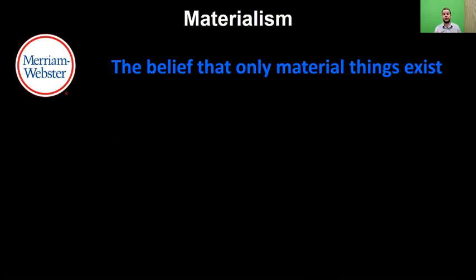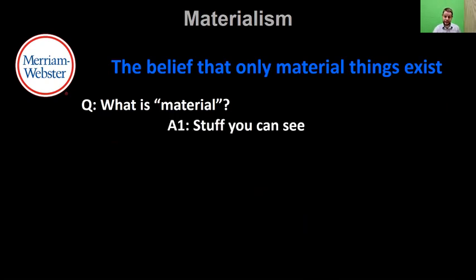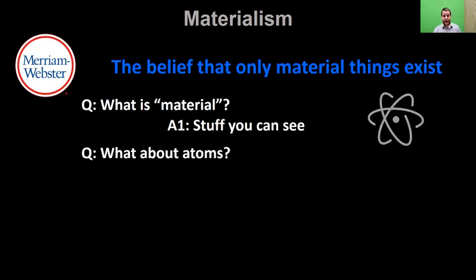Okay, let's go for materialism. Now, Merriam-Webster says materialism is the belief that only material things exist. Awesome. So now, instead of trying to work out what natural things are, we just have to work out what material things are. Okay, so what is material? Stuff you can see. We're going to work through and try and come up with a definition. Okay, stuff you can see, like atoms. Well, I can see atoms as long as I've got lots of them together. Can you see individual atoms? No, not really. But you don't say atoms suddenly start existing when they become big enough to see. No. Okay, so this doesn't work.